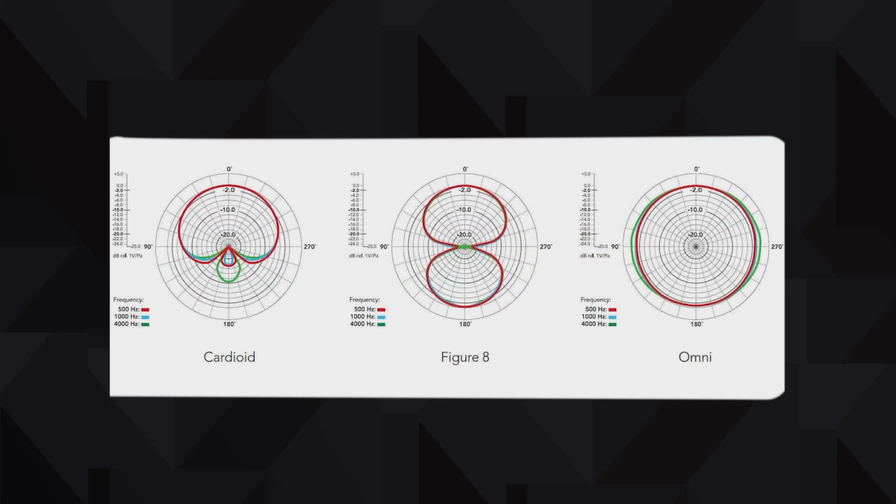The easiest way to explain polar patterns is to just show you. Now, you've probably seen these on every microphone you've ever bought. They actually do mean something really important. So I'm going to give you the quick rundown of what these mean.